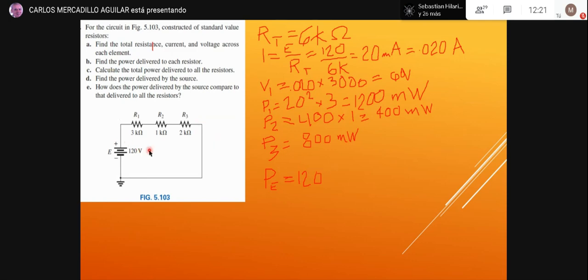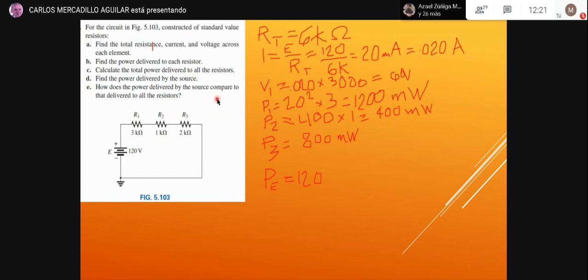But for this circuit, the same questions: obtain the total resistance, the current and voltage across each element. Total resistance is easy. 3 plus 1 plus 2 is 6 kilo ohms. Here we have 6 kilo ohms. Then obtain the current.